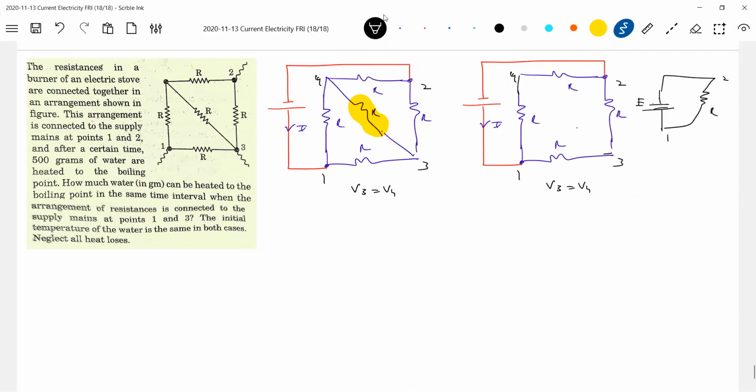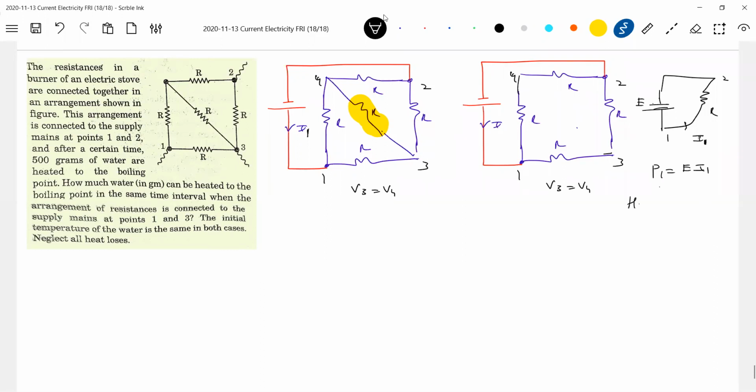How much water can be generated? So let there be current. What it flows, let it be I. Let me take I1. So what is the power generated now? It will be P1 equal to E into I1. And this particular power is utilized to boil the water for a certain time.